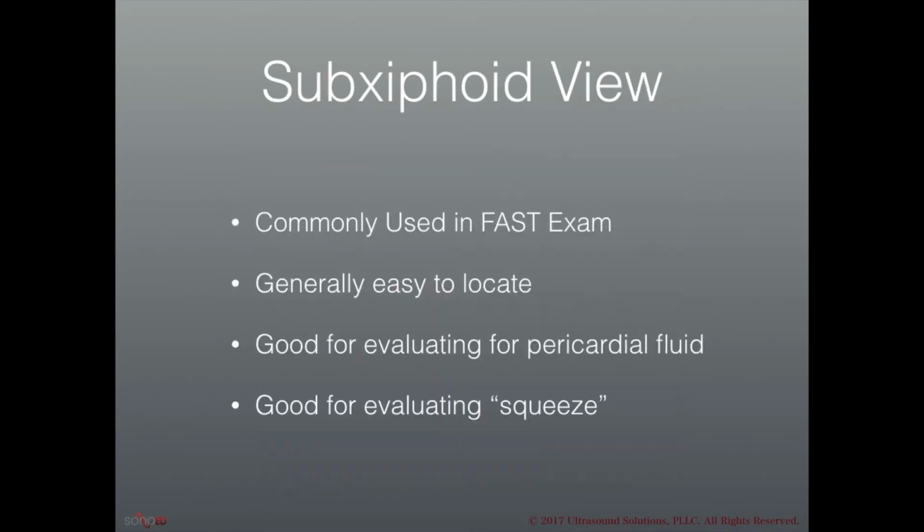The subxiphoid view is going to be commonly used in the FAST exam. It's an easy to locate view unless the patient has a distended or very tender abdomen. It's great for evaluating the pericardium because you see the inferior aspect of the pericardium, and you get a good look at the left ventricle to assess its squeeze. It's not always the best at assessing for RV strain because depending upon your angle, you may or may not get a good view of the right ventricle, but it can be useful for that indication.